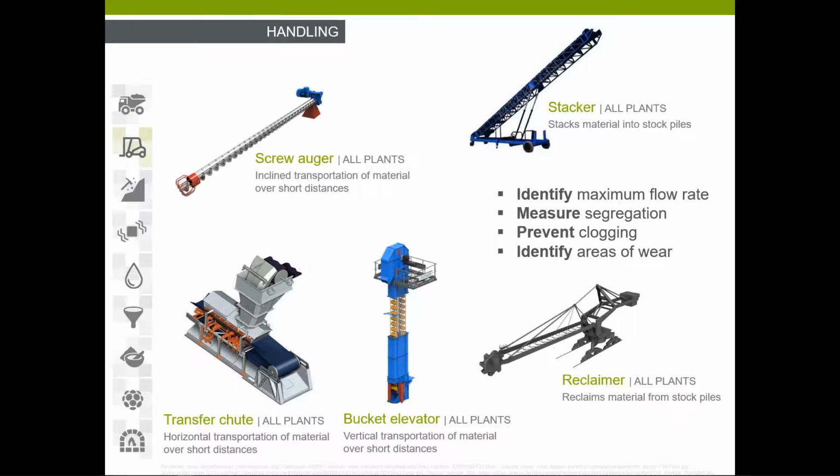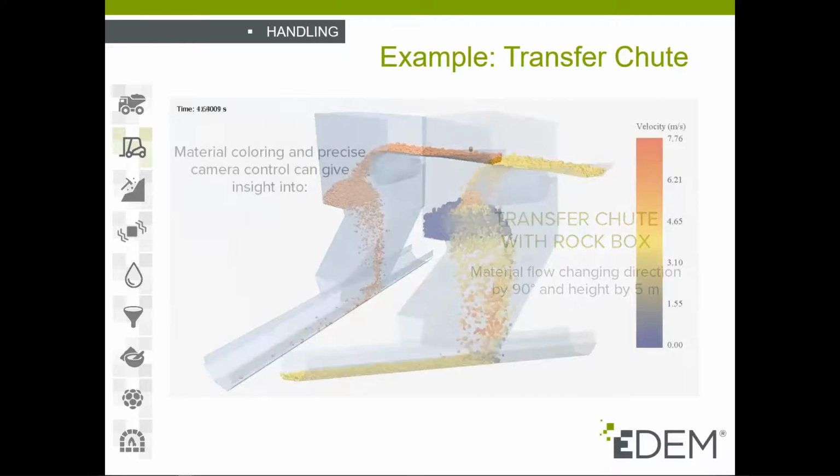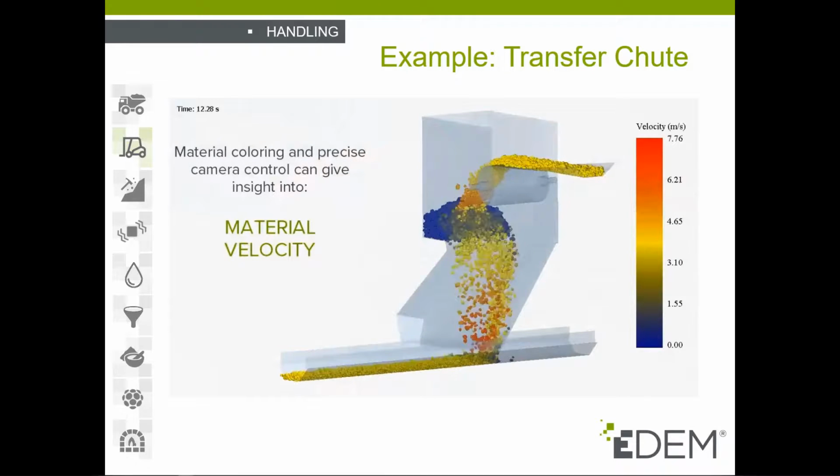Material handling machines, several parameters can be looked at, such as the material flow rate, segregation, and also potential areas of wear. In this slide, we have an example of a transfer chute with a rock box. Some of the analysis that can be done with Eden includes looking at material velocity and segregation.